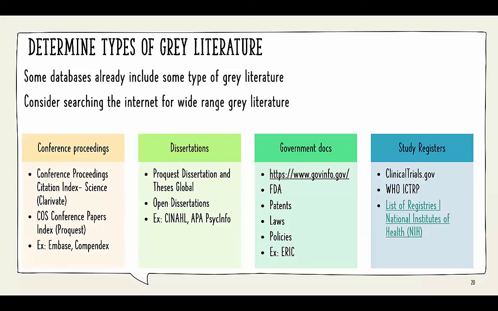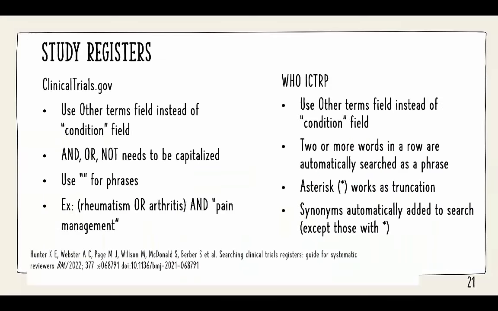So if you're already searching Embase and CINAHL, you may have gotten to some of the conference papers there. But the only way to make sure you've got all the conference papers would be to do a specific conference one. So I thought I would highlight a few types of searching so that you could come back to this later if you are searching the study registers.